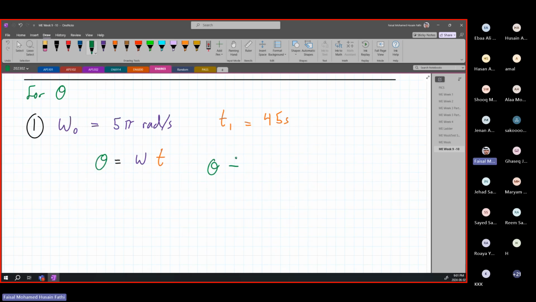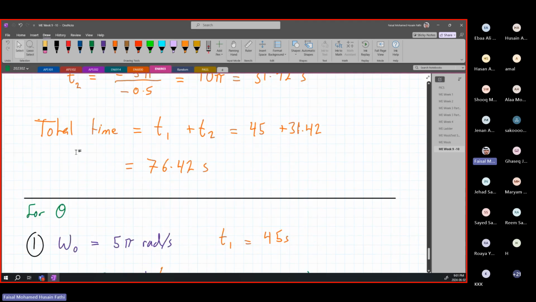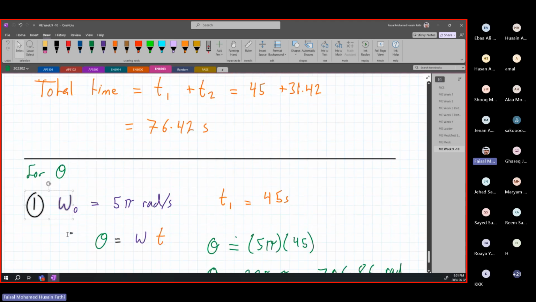Okay, theta, like I said, is equal to omega, which is 5 pi, times the time, which is 45. Theta is going to be equal to 45 times 5 pi. It's 225 pi, which is 706.86 radians. All right, this is the first part. Now for the second part, it's after. This was for theta, phase 1.